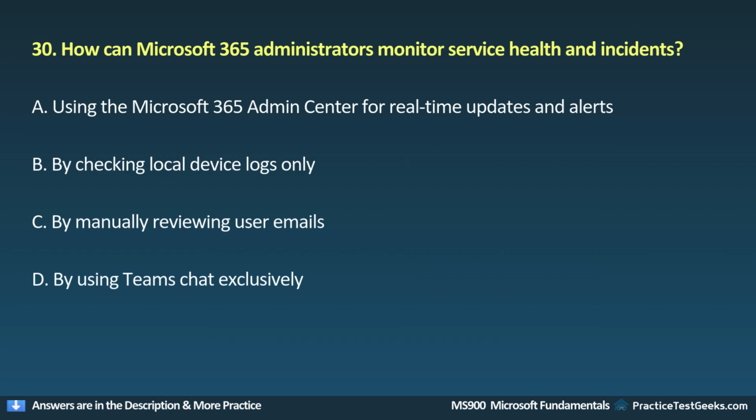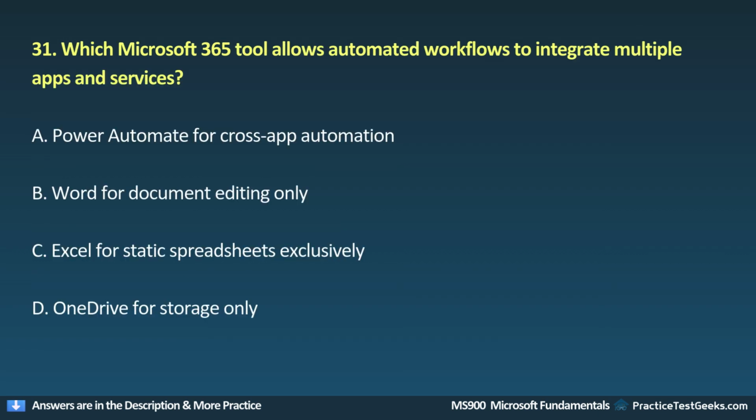A. Using the Microsoft 365 Admin Center for real-time updates and alerts. B. By checking local device logs only. C. By manually reviewing user emails. D. By using Teams chat exclusively. 31. Which Microsoft 365 tool allows automated workflows to integrate multiple apps and services?